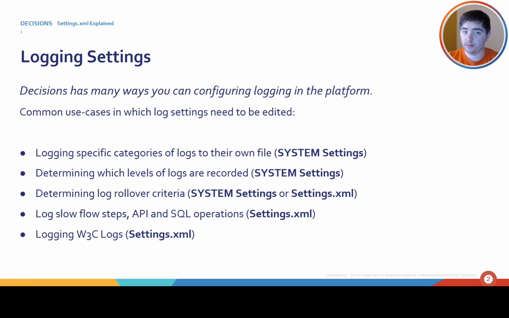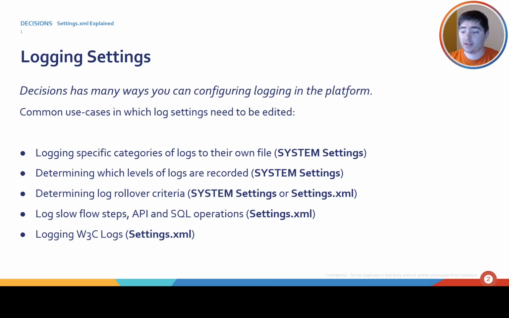The next thing we can do is determine the log rollover criteria. This criteria is made up of two individual criterion, which are the log max file size and the number of retained logs of the decisions.web.core logs. That is to say, how big do you want the log to be before we roll over to the next log, and how many of these log files do we want in our backlog before we drop the oldest one. That's what you can determine both in the system settings and inside of the Settings.Xml.